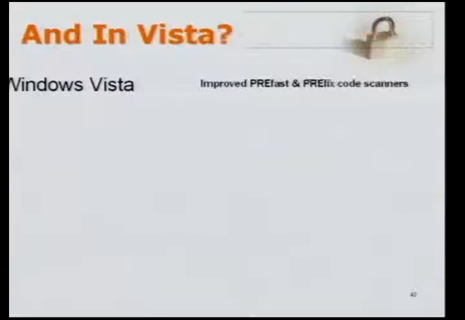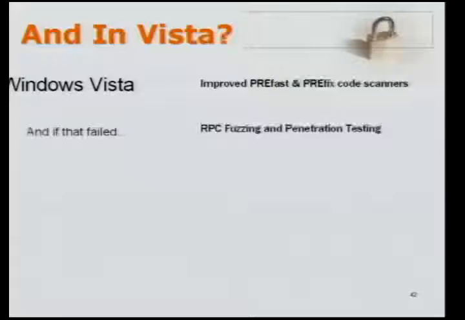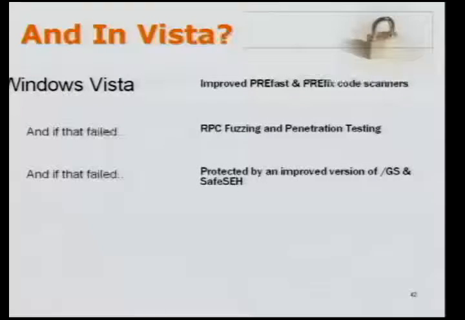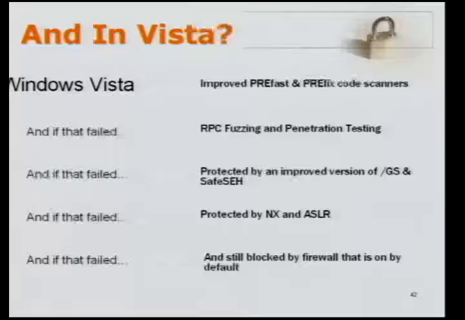In Windows Vista, we've improved PREfix and PREfast code scanners to recognize a much broader array of common coding patterns, and use SAL to help find those defects. Even if that failed, we did RPC fuzzing and penetration testing of RPC interfaces to go after and find these defects. And even if that process didn't find that particular defect, the code is protected by an improved version of /GS and SafeSEH. Even if that failed, services are opted into NX by default and are using ASLR. And even if that failed, it's still blocked by the firewall that's on by default.